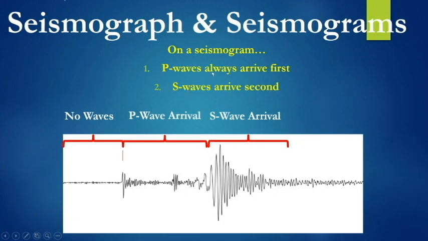We already said this, but the P wave always arrives first, and the S wave arrives second. You can clearly see the difference in the squigglies. That's evidence that the S wave is much more powerful.